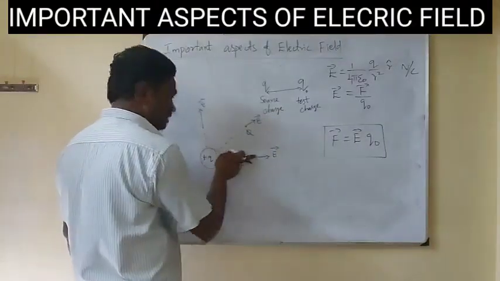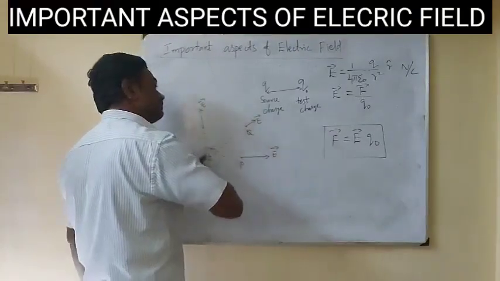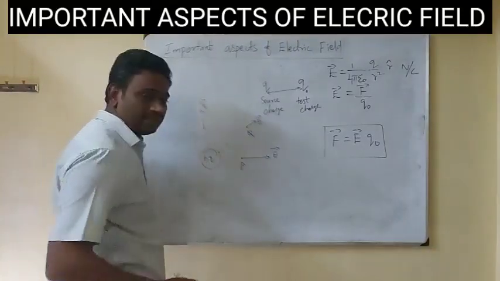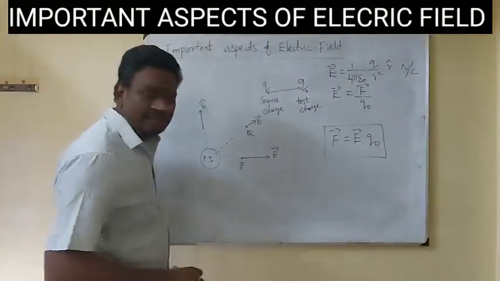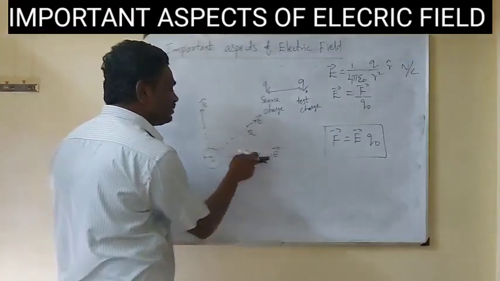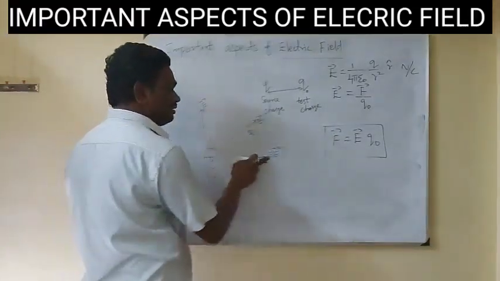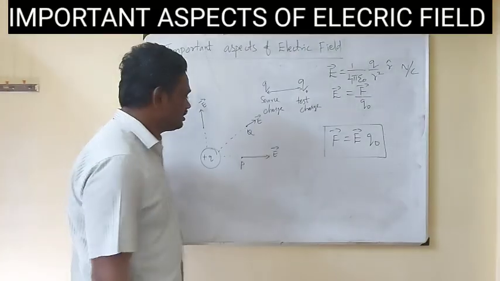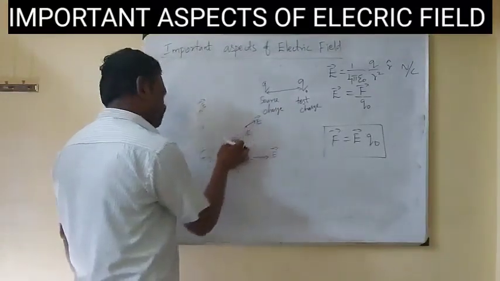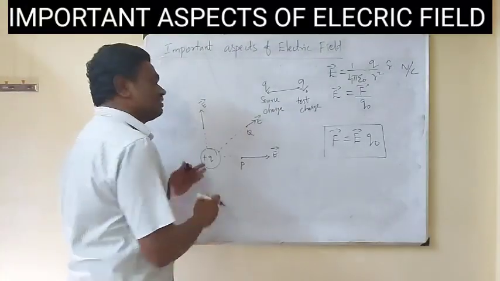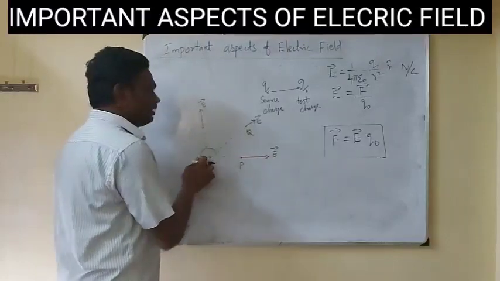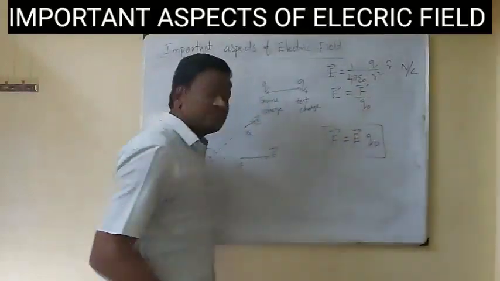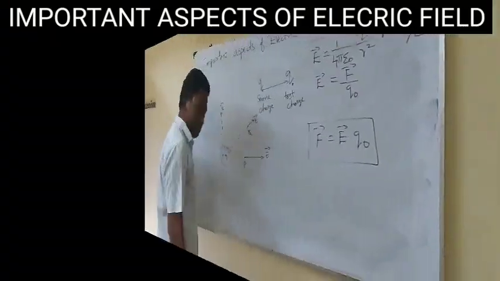And here the direction of the electric field is different from the first one. Here the direction of electric field is different from others. So at every point the direction of the electric field changes. Similarly, the magnitude of the electric field at the point P is large. At the point Q, the magnitude of the electric field is very small, because the point Q is far away from the plus Q. When the distance increases, the electric field will decrease. From this equation we can understand this, because the electric field is inversely proportional to the square of the distance.